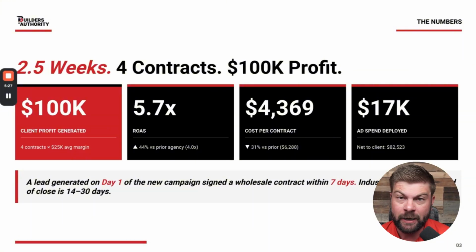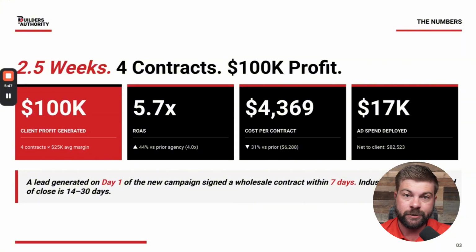Here's where it gets really, really exciting. The cost per contract is $4,369 so far under our umbrella. Now, you might be looking at that and saying, well, to acquire a customer, that's pretty significant. Again, go back to their average profit per deal after all the expenses are paid is $25,000 in their pocket.